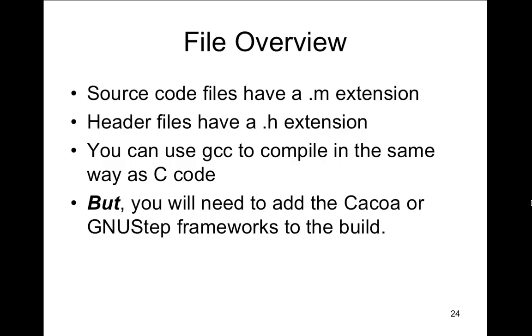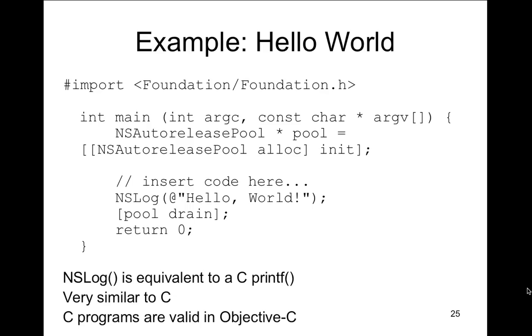So we've seen the file overview already. Source code has a .m extension, headers have .h, and we use a GCC compiler in the same way as C, but you need to add the Cocoa or the GNUstep framework to build it. So this is where it's going to be a little different. So here's my hello world, as promised.